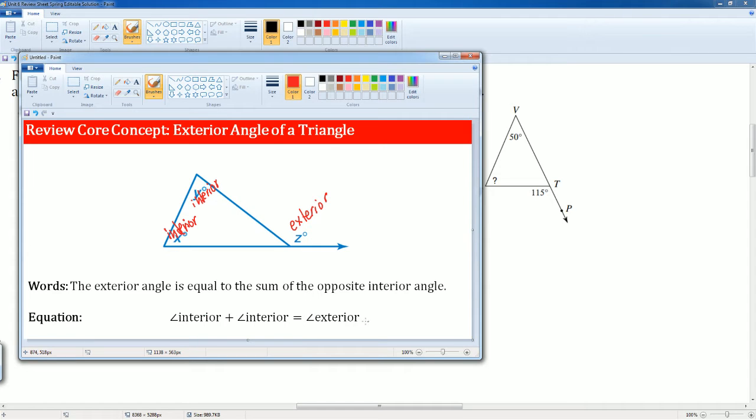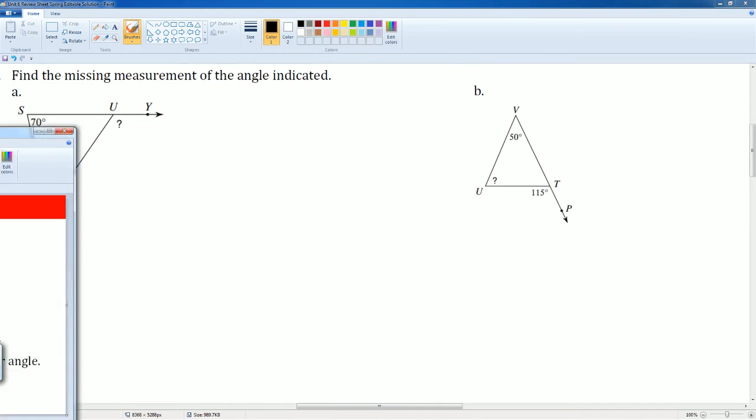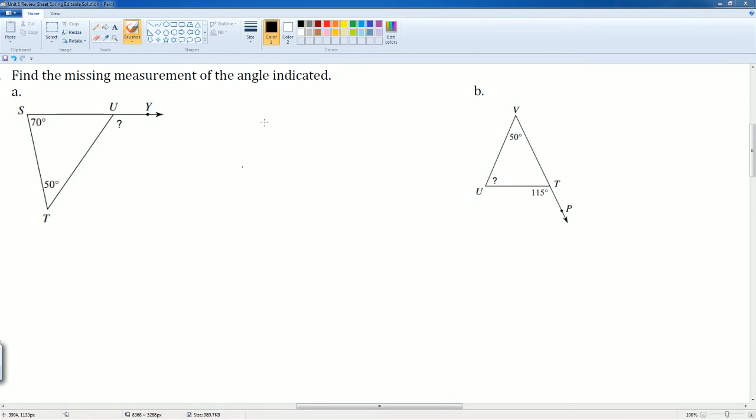Interior plus interior is equal to exterior. So angle x plus angle y is going to be equal to the angle z, because the exterior angle is equal to the sum of the two opposite interior angles. There you go. So we're going to use this core concept to set up our equations here.